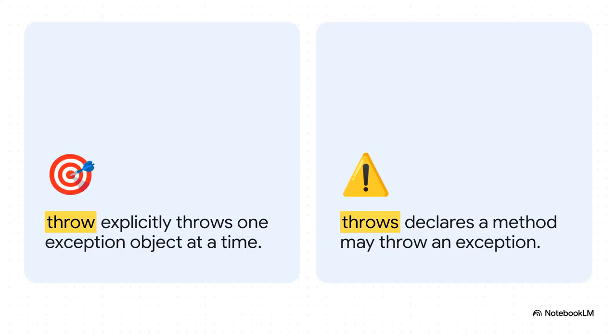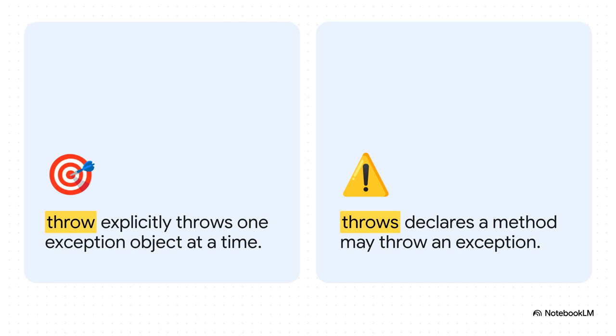Next up, we have two keywords that are honestly incredibly easy to mix up: throw and throws. You use the word throw, singular, inside a method to actively and explicitly trigger one specific exception, like throwing a new ArithmeticException if someone gives you bad input.